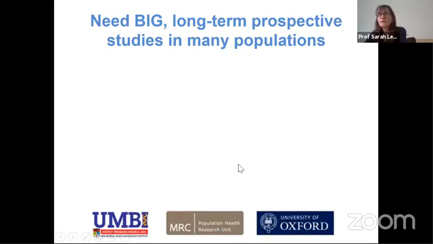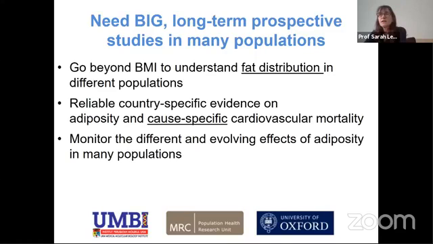Well, I think it tells us that we need these big long-term prospective studies in many populations, and that we certainly can't extrapolate from the big studies in the high-income countries to the low and middle-income countries, particularly for adiposity, that we need to go beyond BMI if we're going to understand fat distribution in different populations.